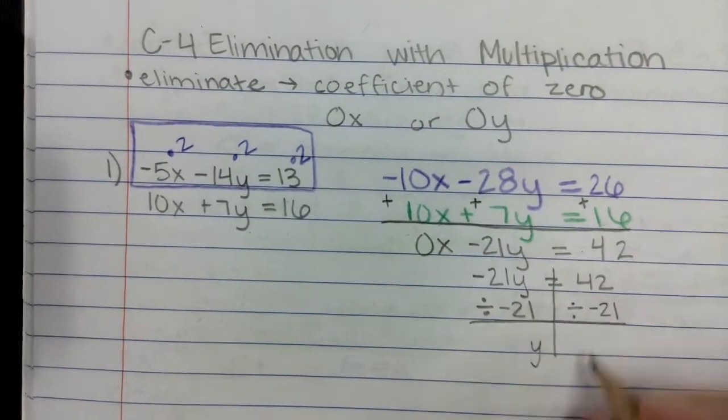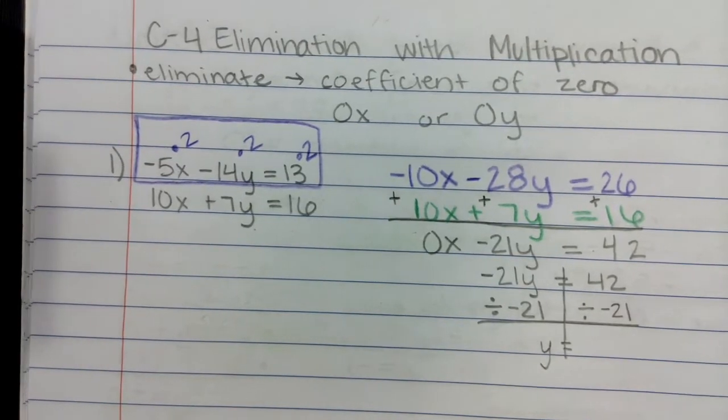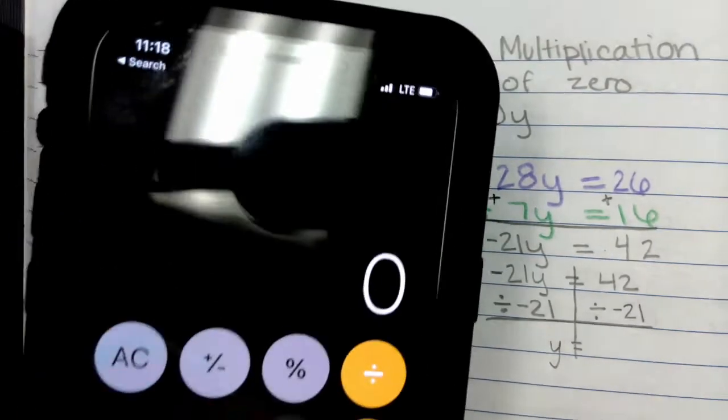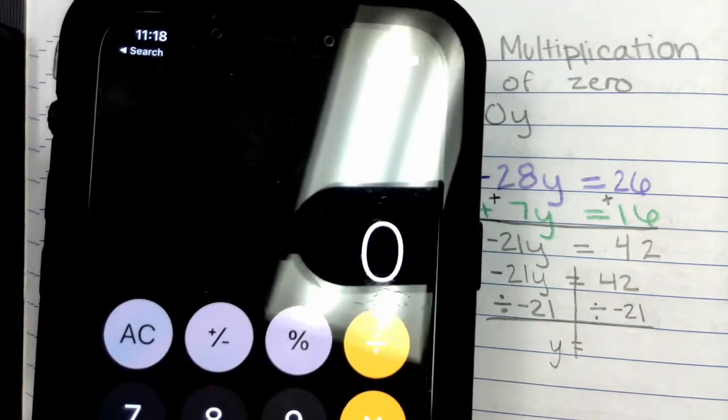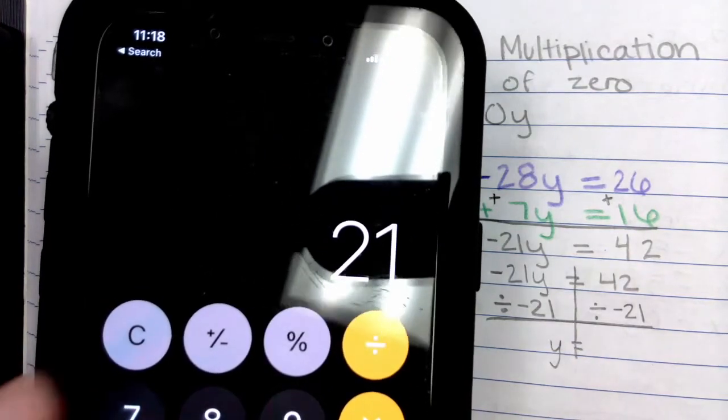Okay, 42 divided by negative 21. Remember, if you're using your phone calculator, you're going to use that negative button for that. So 42 divided by, you type in 21 first, and then you hit that negative sign at the top there. And we get negative 2.